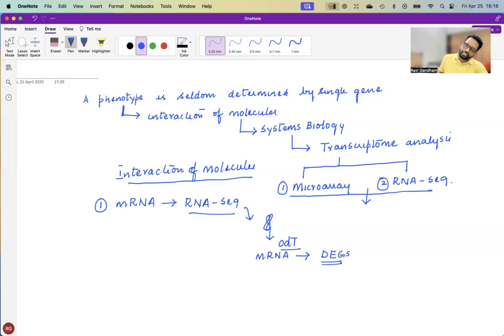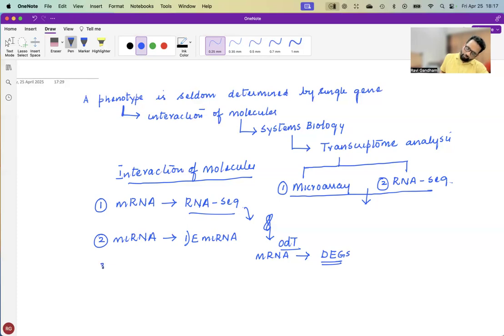They are called as DEGs. And similarly, when you finish off your miRNA analysis, the microRNA analysis, through the pipeline, which I'm going to explain later, you will be arriving at differentially expressed microRNA.